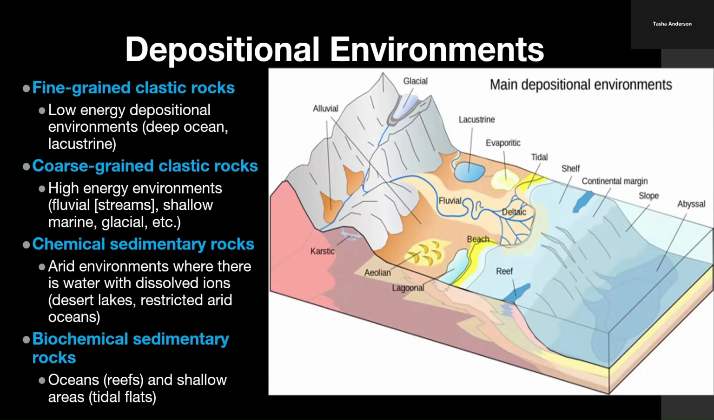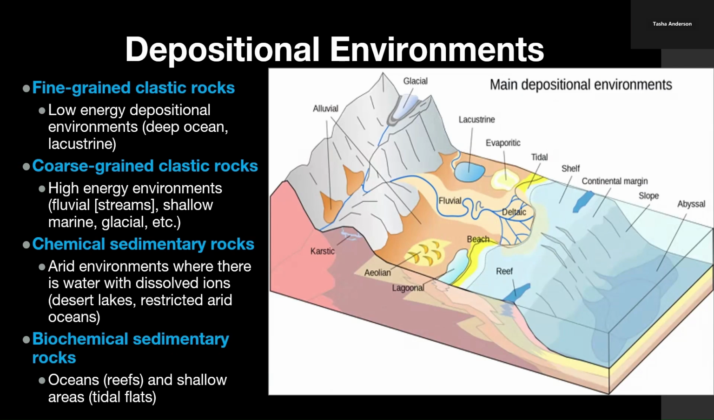Lastly, when identifying the depositional environment, it's important to remember that different rock types form in different settings. Fine-grained clastic rocks typically form in low-energy environments such as deep lakes or the deep ocean. Coarse-grained clastics form in high-energy environments like rivers, alluvial fans, or glaciers.